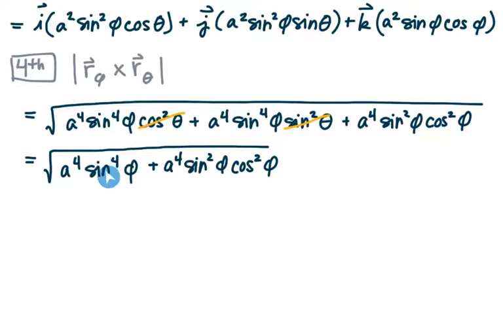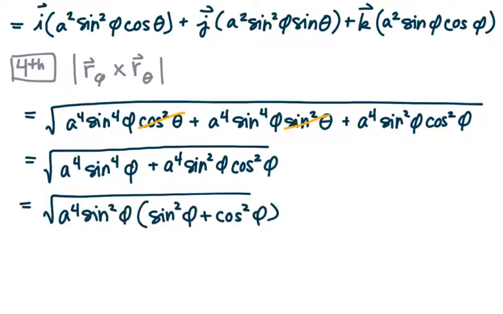So I see a sine squared hiding in here and a cosine squared there. Factoring out a to the fourth and my GCF sine squared, that leaves me with sine squared plus cosine squared, again a Pythagorean identity. And this will just be a squared sine phi.